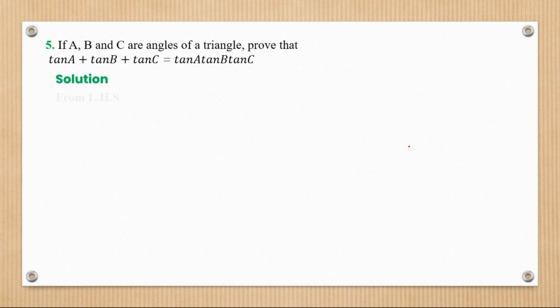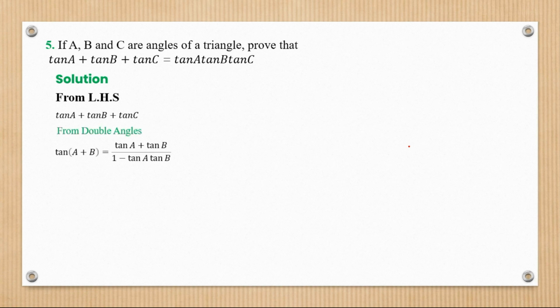Alright, so let's solve this from the left-hand side. So from the left-hand side, we have that. Now, this is going to be easy to solve, but we will have to remember double angles. So here we're not going to use the factor formula, we're going to remember double angles. So from double angles, remember that tan(A plus B) is equal to tanA plus tanB over 1 minus tanA tanB.